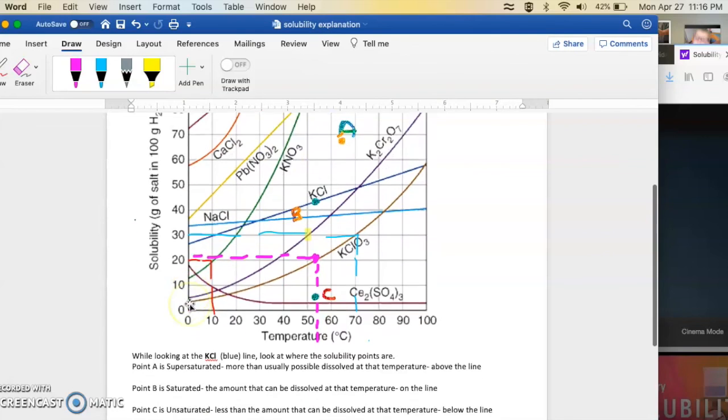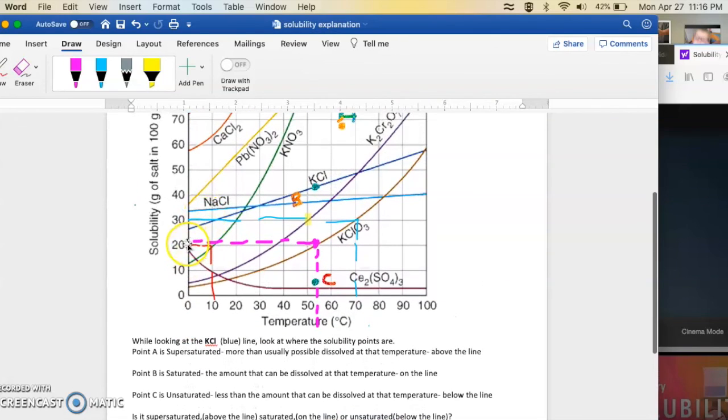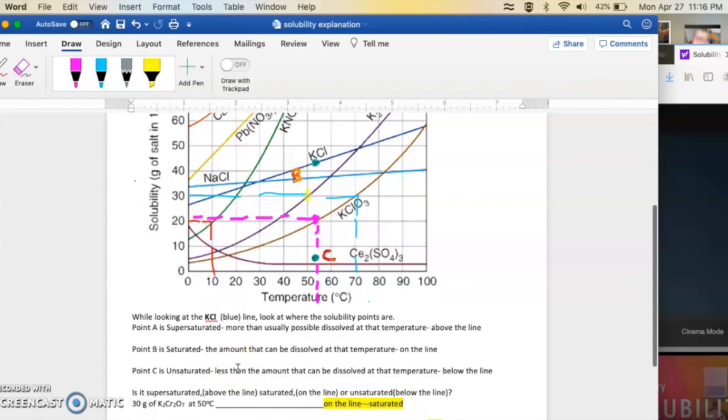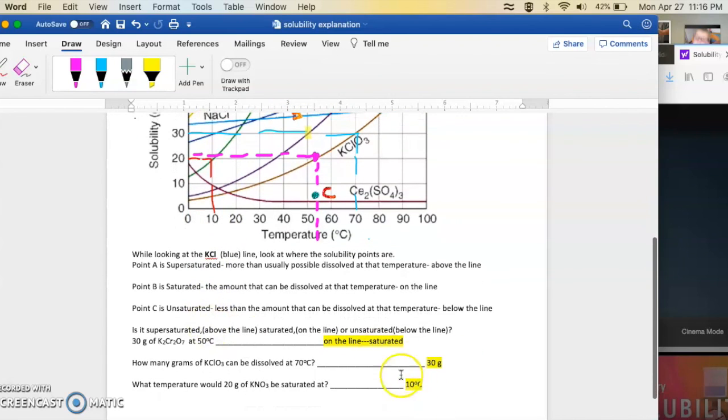So let's follow the 20 grams across till you hit the KNO3, and it looks like I made a red line for this one. And then follow it down, and you see where it runs into 10 degrees Celsius. So you would be able to dissolve 20 grams of KNO3 at 10 degrees Celsius, which would make it saturated.